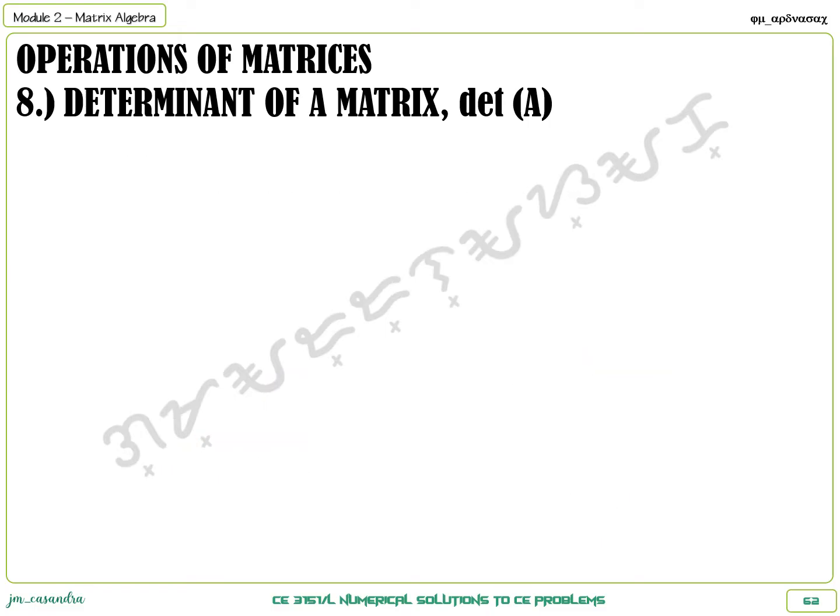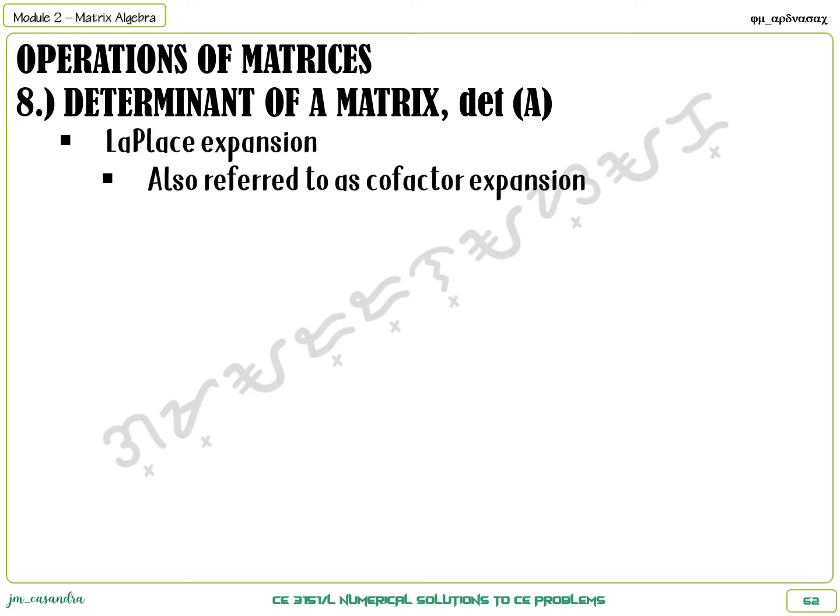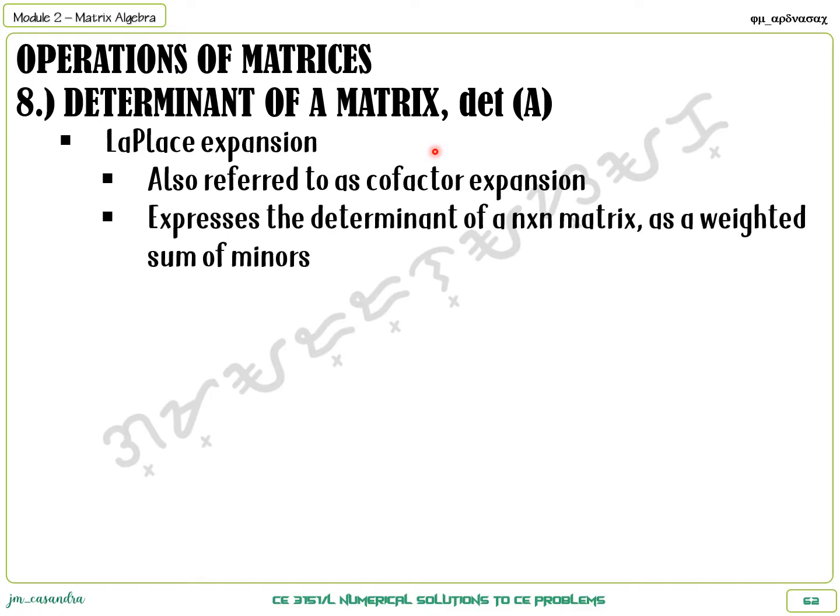Another method to solve the determinant of a matrix is the Laplace expansion, which is also called the cofactor expansion, as we are going to use in our computation the cofactor of the element. The Laplace expansion expresses the determinant of any square matrix as a weighted sum of its minors. So in Laplace expansion, we're going to use the equation, the summation of the products of the cofactor and its equivalent element.